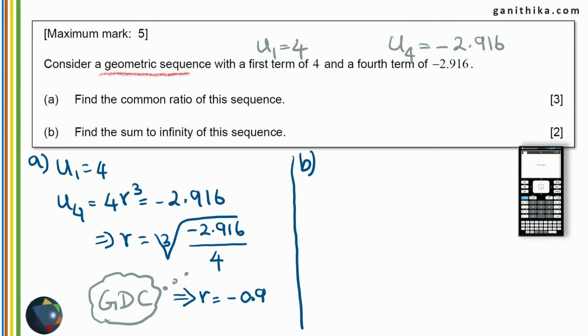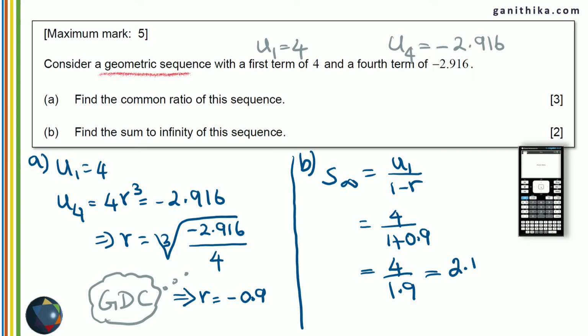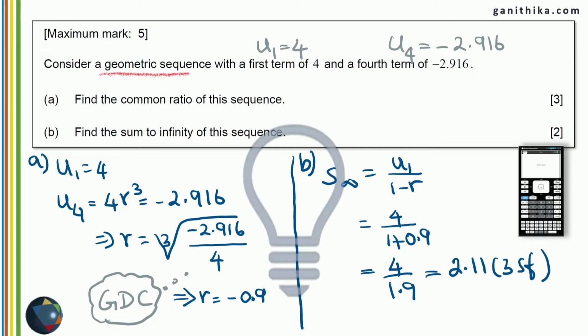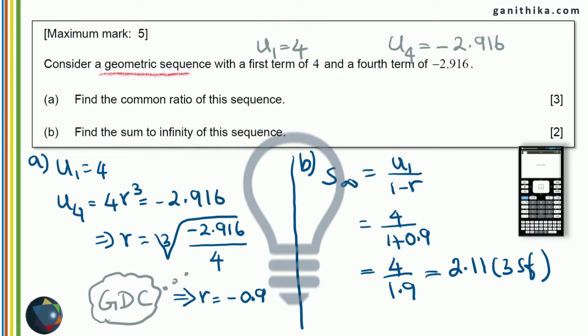Question B is asking for sum to infinity. Formula for geometric sequence sum to infinity. This is it from the formula booklet. Write it down for safety's sake. Now you know what is U1, you know what is r. Just simply substitute them and simplify. You can leave the answer as 4 over 1.9 to be very safe in fraction form. But if you want to use your calculator and simplify this, you need to give the final answer in 3 significant figures. So 2.11. If you are not writing this in 3 significant figures, you will lose the last A1 mark. So if you want to give the answer in decimal, the answer should be in 3 significant figures.